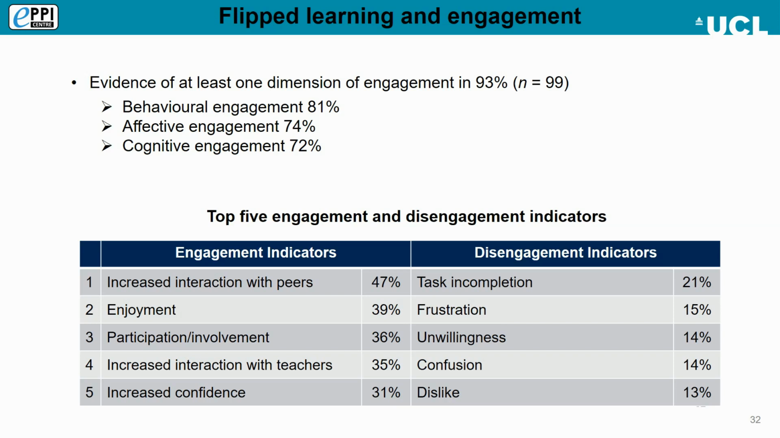The disengagement indicators, though, were task incompletion, and that often related to students not watching videos, frustration with the approach, an unwillingness to do the work at home or to participate in group activities in class, confusion, and dislike of the approach.